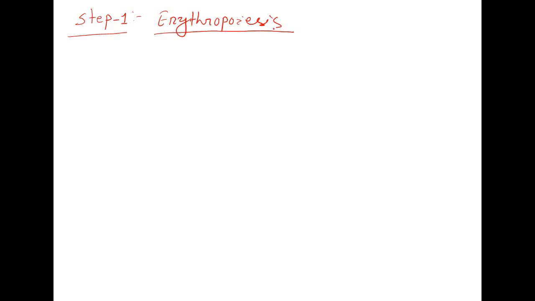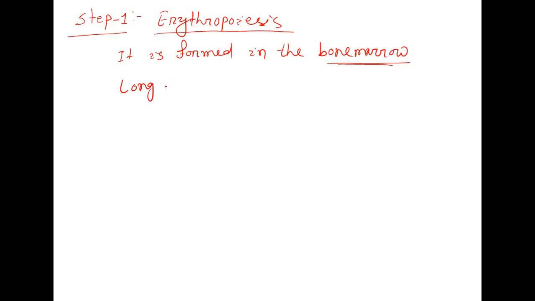And first question is where it is formed. It is formed in the bone marrow. Where is bone marrow present? That is, it is our long bones and flat bones.